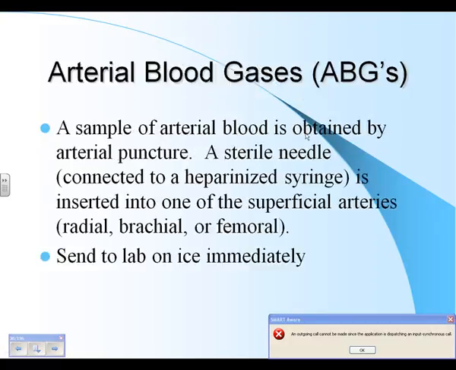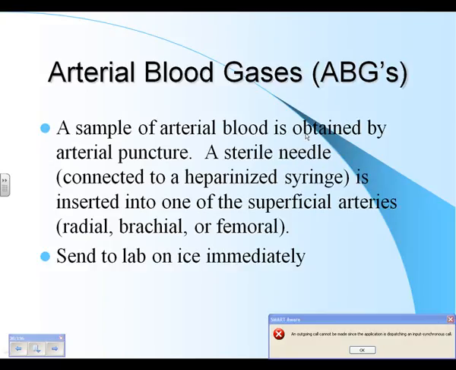Okay, your arterial blood gases. This is to obtain arterial blood for ABGs. Typically done at the radial artery. They will palpate the pulse, clean it real well, and puncture that radial artery to withdraw blood.